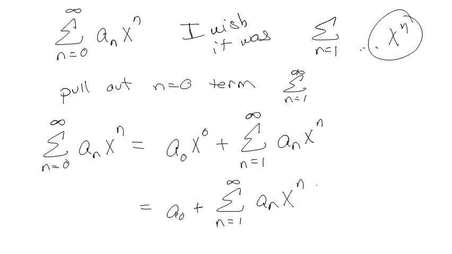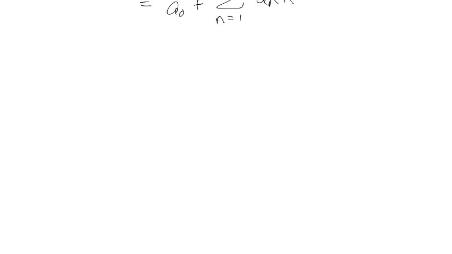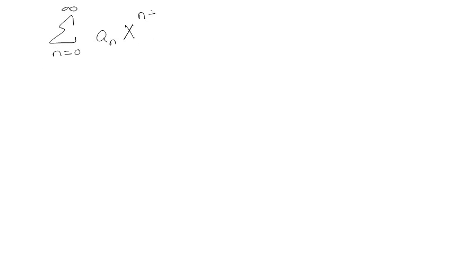You might say, well, why in heaven's name would I care about doing any of this? Well, because one day you might be adding power series together. So let's say you had a power series where you had the sum from n equals 0 to infinity of a sub n times x to the n plus 2, plus the summation n equals 0 to infinity of b sub n x to the n, something along those lines. And I really wanted to be able to combine them. So, I guess I could.